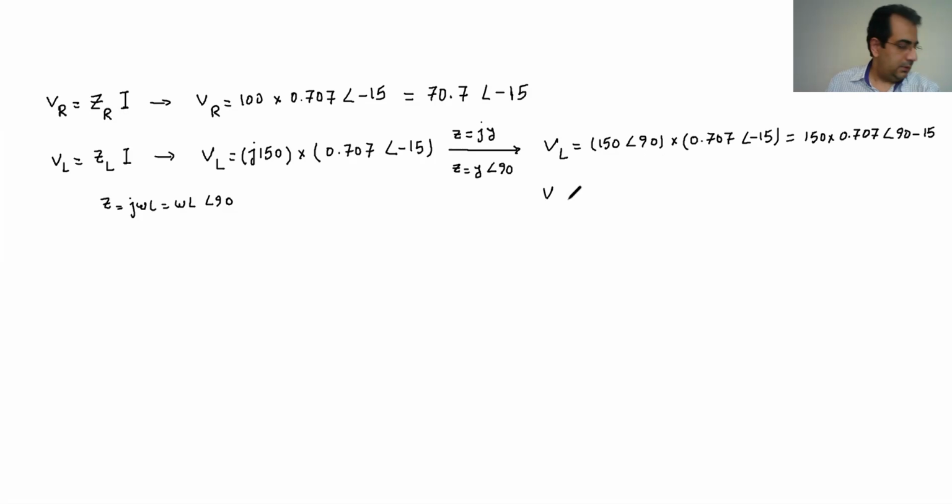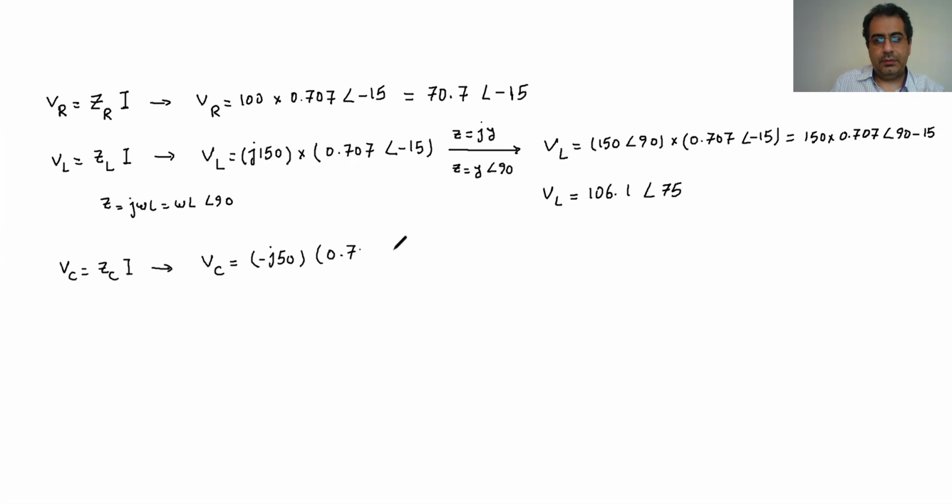So VL eventually comes out as 106.1 with an angle of 75. And the same thing for the VC again. The VC is Z times I. So the VC is negative j50, and the I is 0.0707 with an angle of negative 15. And then you can convert it again.